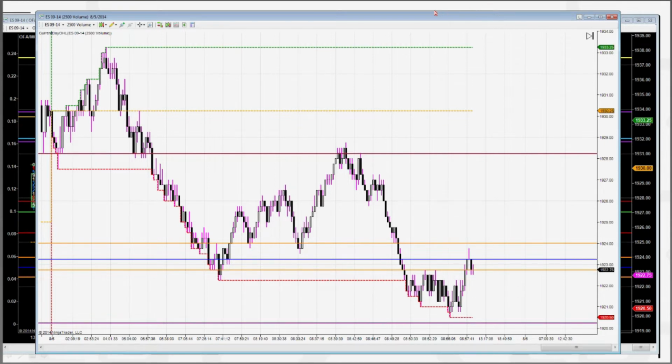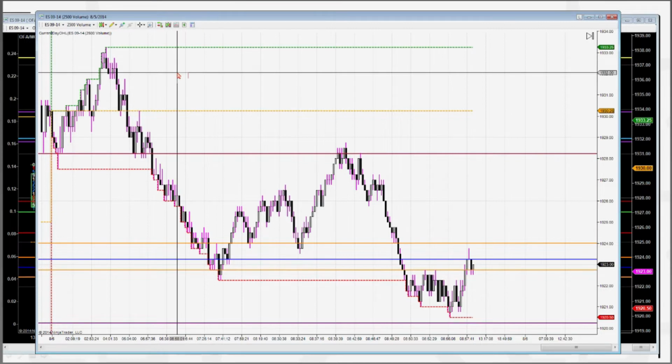So this is a super simple, just 2,500 tick chart. And the only reason I use this is to identify opening and closing swings. Because most of the volume in any auction comes at the beginning of the auction and at the end of the auction.